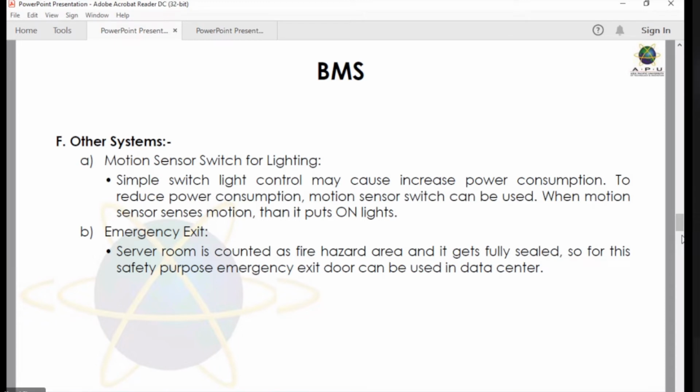Others, motion sensors, switches for lighting. Simple switch light control may cause increased power consumption. To reduce power consumption, motion sensors can be used. When it senses motion, then it puts on the light. And emergency exits, server rooms are counted as fire hazard areas, and they get fully sealed. So for this safety purpose, emergency exit doors can be used in data centers.